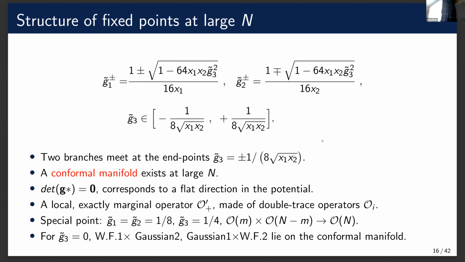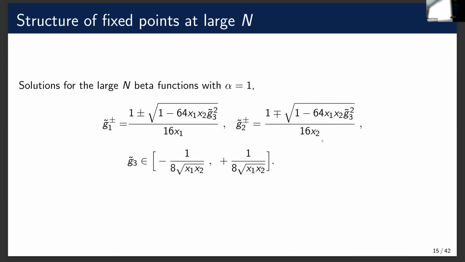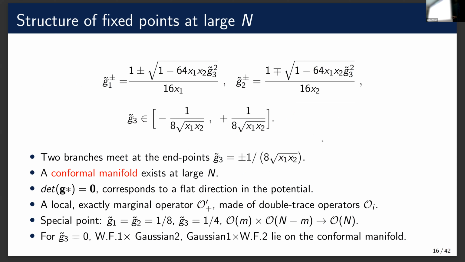No. The x's are the ratios of m and n. So x1 is m over n, and x2 is n minus m over n. And G3, as you can see, is sitting in the solution of G1 and that of G2. So I can take various values of G3, and they will tell you what the values of G1 and G2 are. So that means that this can happen only if the beta functions go to 0. Yes, these are the solutions of the zeros of the beta function.